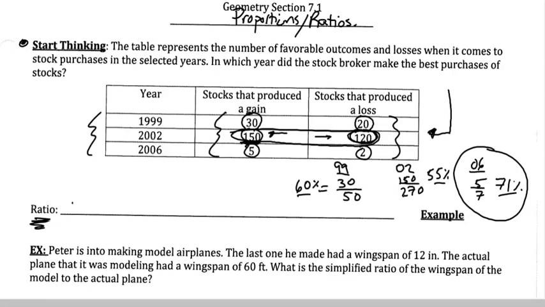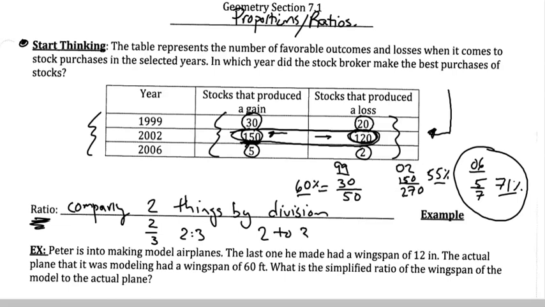Ratios are a way of comparing two things by division. Sometimes we write it as a fraction, such as 2 to 3. Sometimes we write it like this, 2 to 3. And sometimes you write it like this, 2 to 3. Those are 3 different ways that we're talking about the same thing.